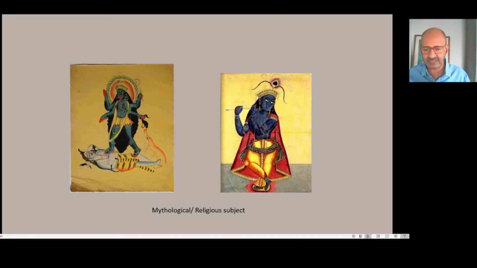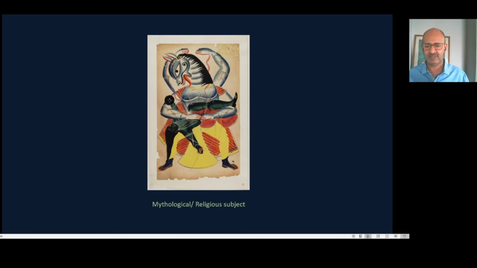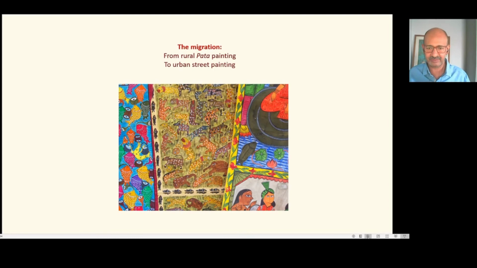So, mythological and religious subject matters were already there in Kalighat painting, and some of these paintings are just marvelous in terms of execution, in terms of boldness, in terms of the dexterity and the control of the skill. But at the same time, you can see whether it is religious or not, they were able to develop a different style. We are coming back to that.